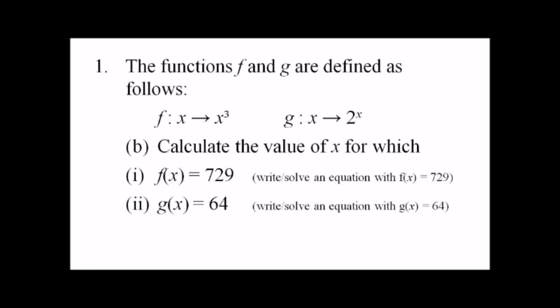For b1, you write and then solve an equation with f of x, put it equal to 729 and then solve it. And then for 2, you write and then solve an equation with g of x equal to 64. So you write an equation with the numbers and work it out and see what you get. Please use your calculators if you need to.